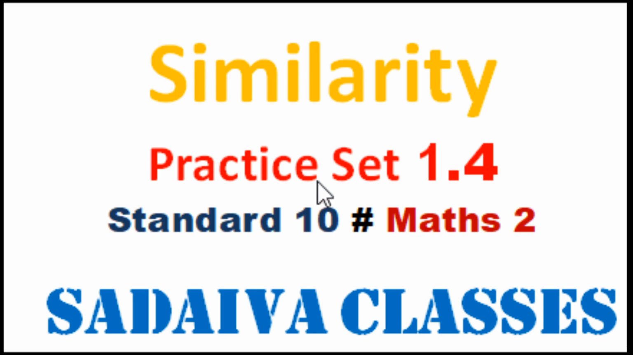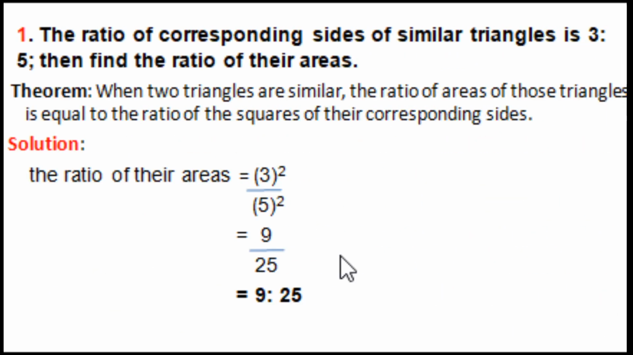Today we are going to solve practice set 1.4 of the similarity chapter, Maths Part 2, Standard 10. So let's begin. Before solving this practice set, we should know the theorem. The theorem is: when two triangles are similar, the ratio of the areas of those triangles is equal to the ratio of the squares of their corresponding sides. We have already made a video for this theorem, the theorem on the ratios of areas of similar triangles. Now the first question of 1.4.